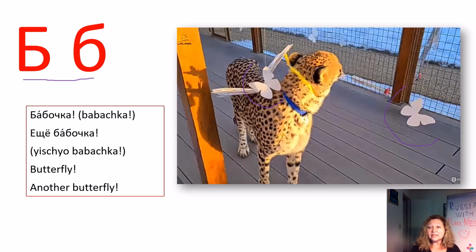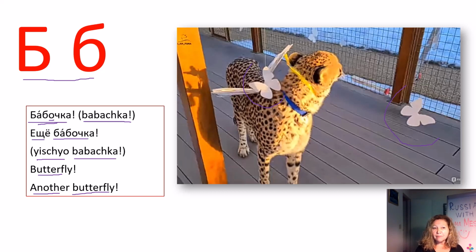But the word for the butterfly is бабочка. Бабочка. Imagine Gerda is saying, бабочка. Еще бабочка. Butterfly. Another butterfly. Wow. Look, so бабочка, again, letter O gives up its ownness and becomes A, reduced to A.